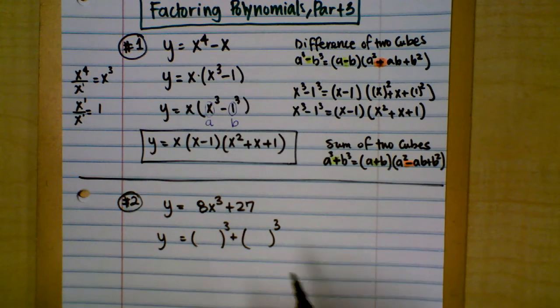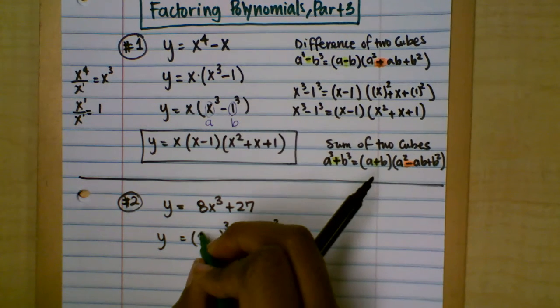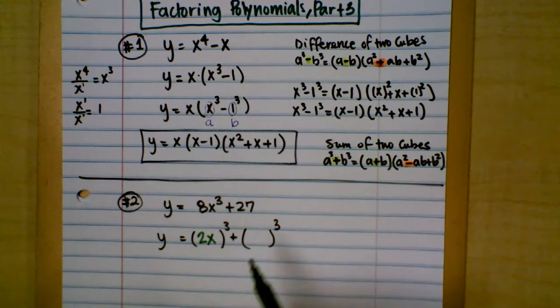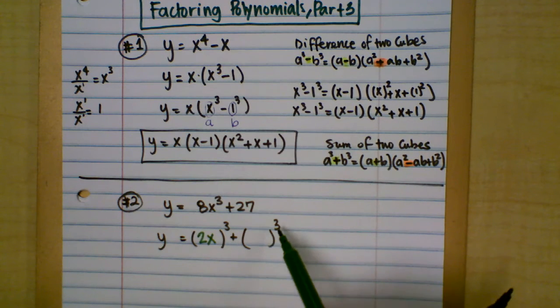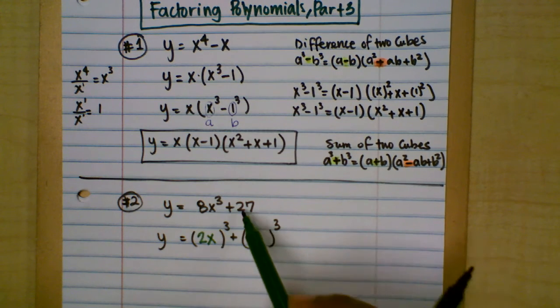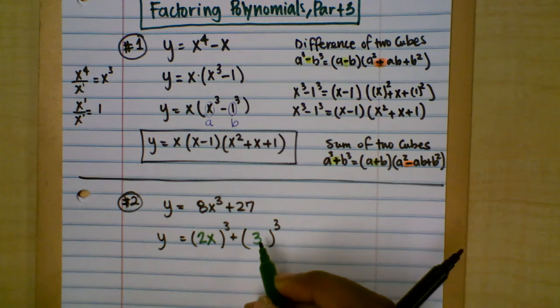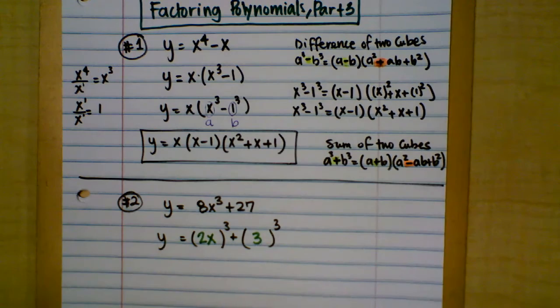And that number is, so here it is going to be 2x. Why? 2x cubed means 2x times 2x times 2x is 8x cubed. Now, what number do I cube, or multiply by itself three times, and I get 27? And you're right. 3 times 3 is 9, times 3 is 27.